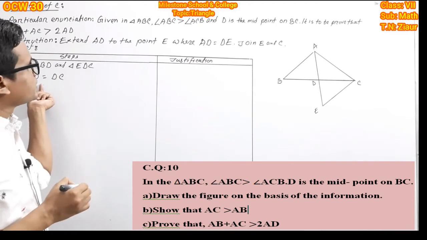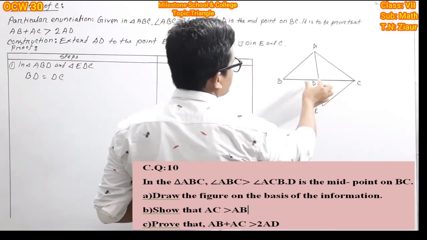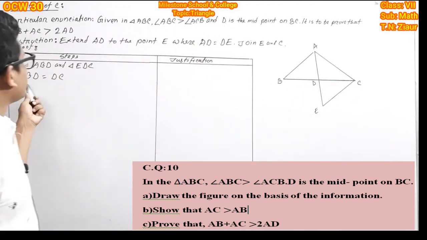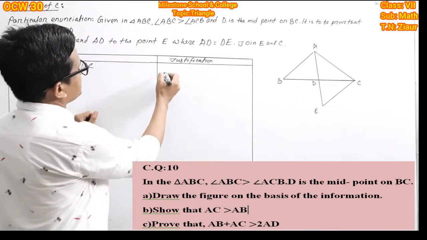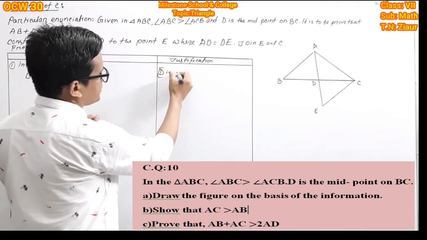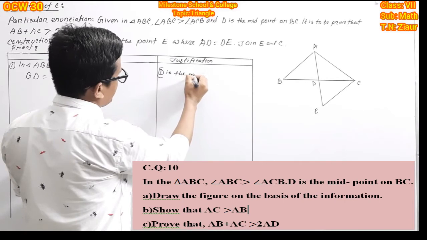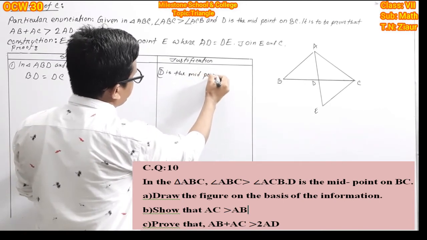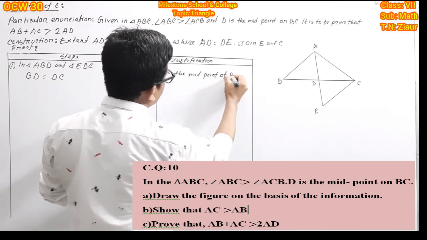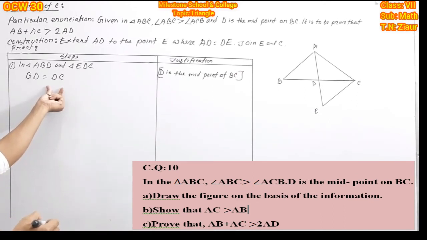Why is it equal? Because in triangle ABD and EDC, D is the midpoint of BC. That's why BD is equal to DC. So we can write here: D is the midpoint of BC. That's why this one is equal, we can write. Okay, students, so this one is equal.